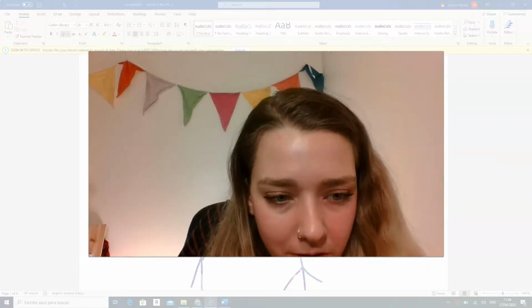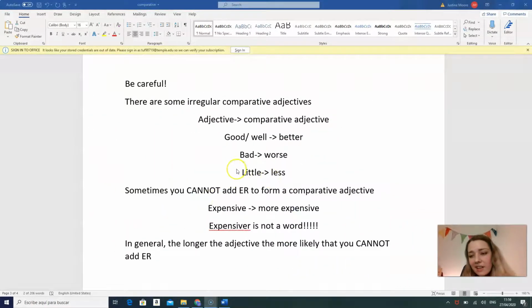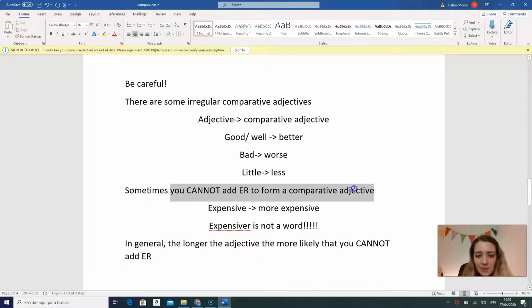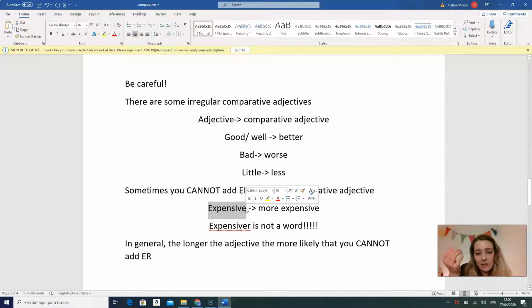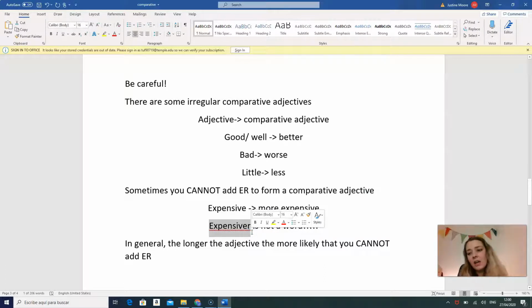Okay, so let's go back. We also have little becomes less. So you would not say littler. No, you would say less. And then sometimes it's not irregular and you can't add ER. So sometimes you cannot add ER to form the comparative adjective. For example, expensive, the opposite of cheap, costs a lot of money. The comparative adjective is more expensive. Expensiver is not a word.